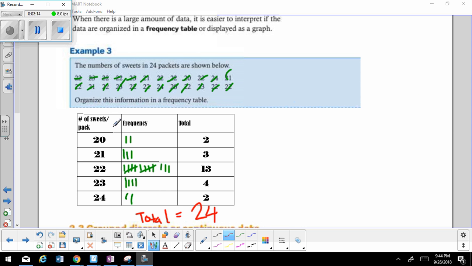Okay, so remember, with frequency of discrete, that's why we're able to use those tally marks here because they have their own group and we're just counting how many are in that group.